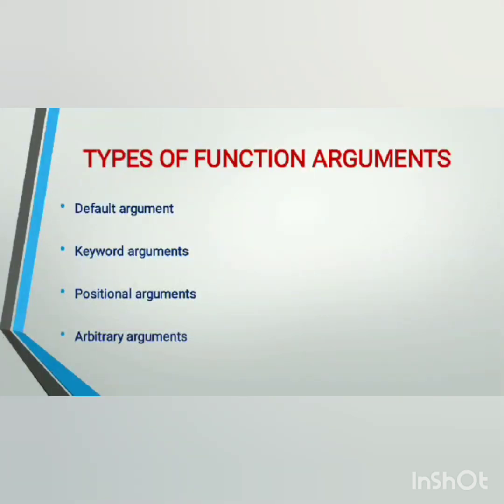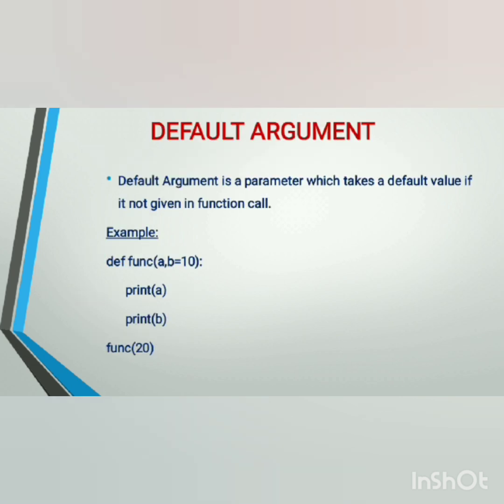Next, we are going to see the types of function arguments, right? There are 4 types of function arguments. First one is default argument, second is keyword arguments, third is positional arguments, fourth is arbitrary arguments. Let's see one by one. First one is default argument, right? It is a parameter that will take a default value. If you are not giving any value in the function call, it will take the default value in the parameter. This is called default argument.